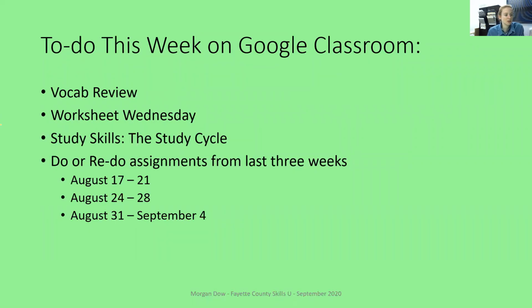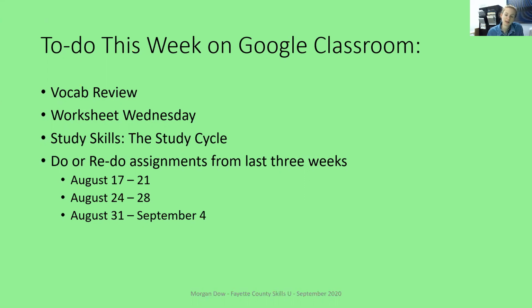The plan for this week is set up a little bit different just because it's our review week, so a little bit less new material. To do for this week on the Google Classroom, you've got a vocabulary review to do. So that post will be up on the Classroom. You're just going to be going back over our vocabulary list for the last 3 units.